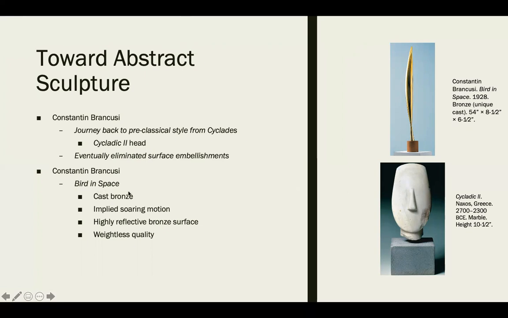This is Bird in Space. It is cast bronze, and it's done by the same artist. It's implying a soaring motion, and it's highly reflective on its bronze surface. It has a very weightless quality to it. Although it is not a bird, obviously, I think it's supposed to encapsulate the feeling of a bird and their characteristics, and give you this connection to it.